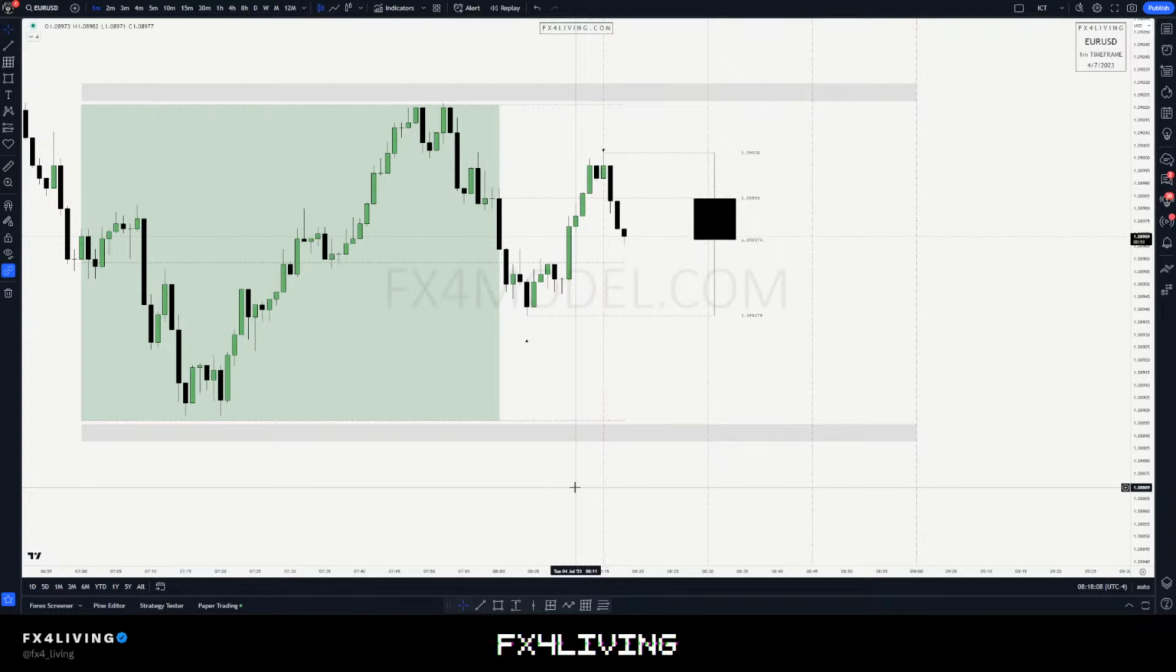I use the Asian Open because I like the real daily candle. But I use the Midnight Open line on my chart. I draw it basically.